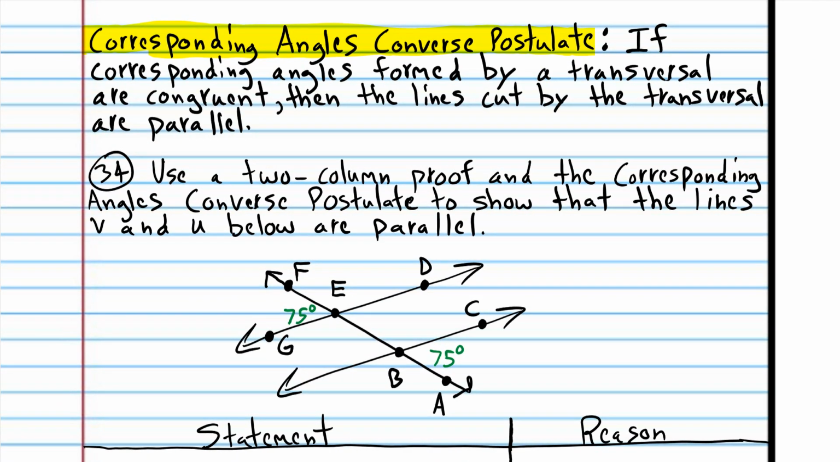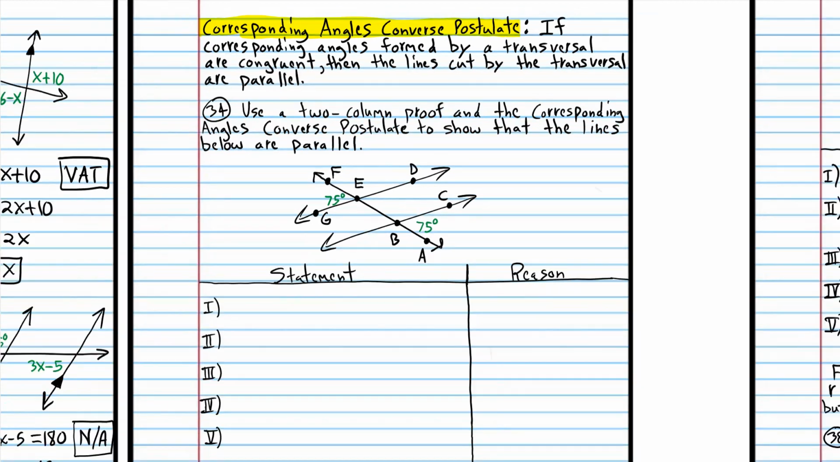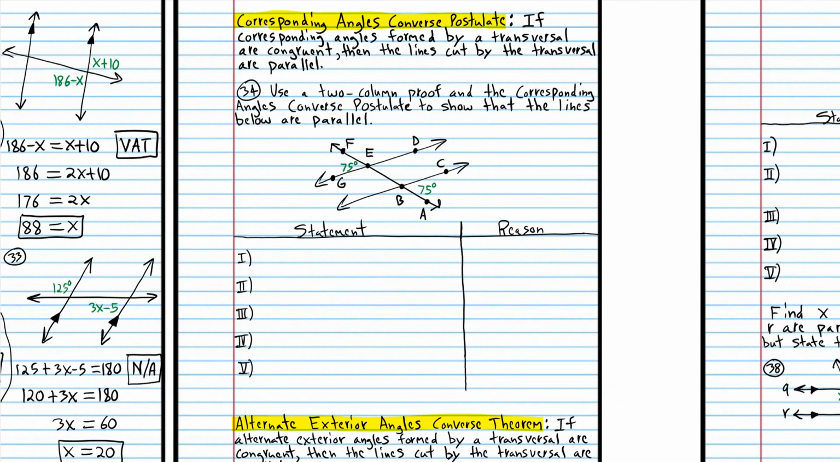It's just the converse. So it says here, use a two-column proof and the corresponding angles converse postulate to show that the lines below are parallel. So we're going to do this one together. And again, we're trying to show that these two lines are parallel. We don't know that they're parallel. In the previous problems, we assumed that they were parallel. Now that we don't know that they're parallel, we're trying to prove that they're parallel.